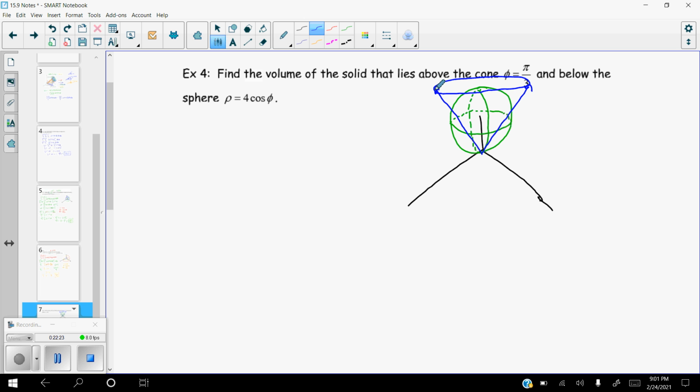But what we're looking for here is the volume of the solid that lies above the cone and below the sphere. All right, so we're going to have to do a little bit of work here. So we've got rho equals 4 cosine phi. We also know that z equals rho cosine phi. And if we solve for cosine phi, we know that cosine phi equals z over rho.